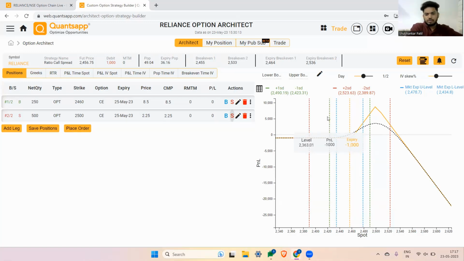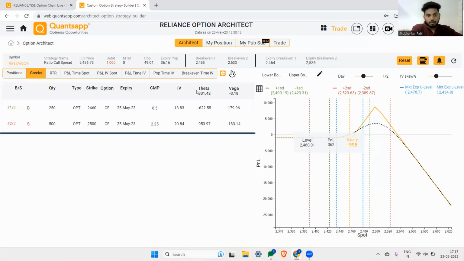Again, on the loss side, you will not lose a big chunk because the net spread gets converted into a credit spread. And eventually, if Reliance remains at 2500, you'll make a profit of 8700. And if Reliance remains exactly where it is, 1 day away from here, then you will make a profit of 360 rupees. Why? Because the theta is positive over here. The more you hold the strategy, the more benefit it is going to give you, right? So this is the ratio spread.